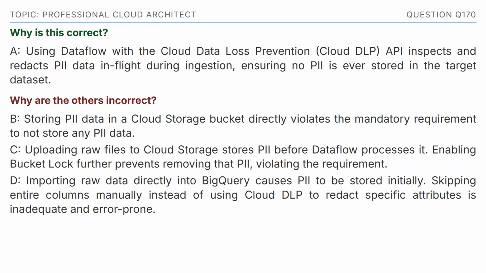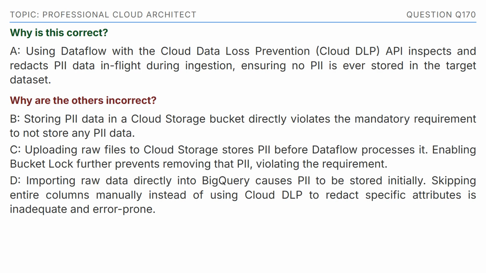Why is this correct? A. Using data flow with the Cloud Data Loss Prevention, Cloud DLP, API inspects and redacts PII data in flight during ingestion, ensuring no PII is ever stored in the target dataset. Why are the others incorrect? B. Storing PII data in a cloud storage bucket directly violates the mandatory requirement to not store any PII data.